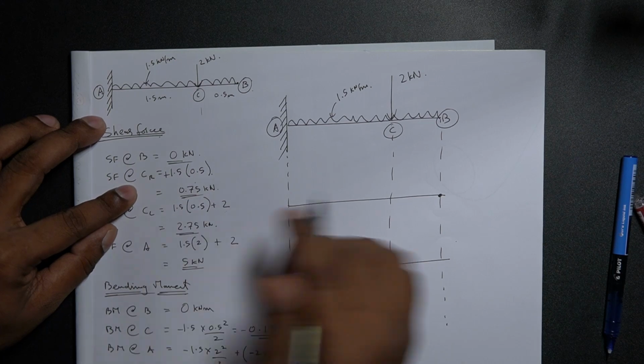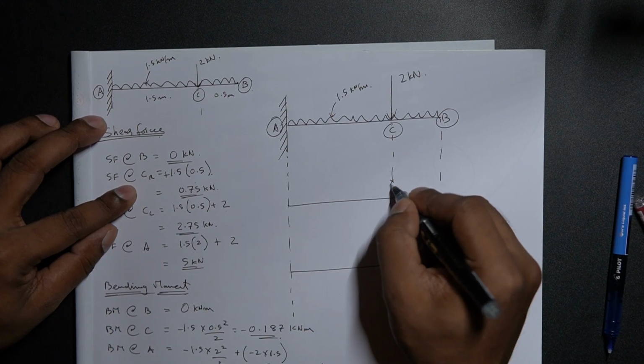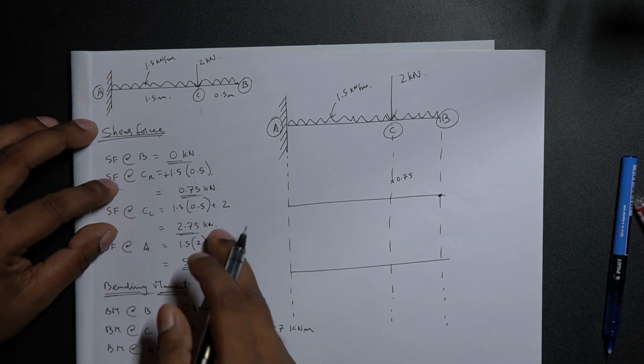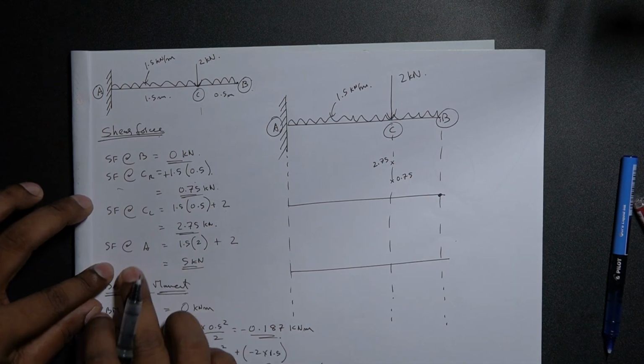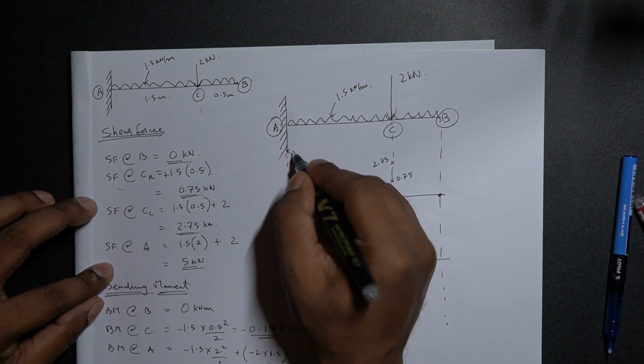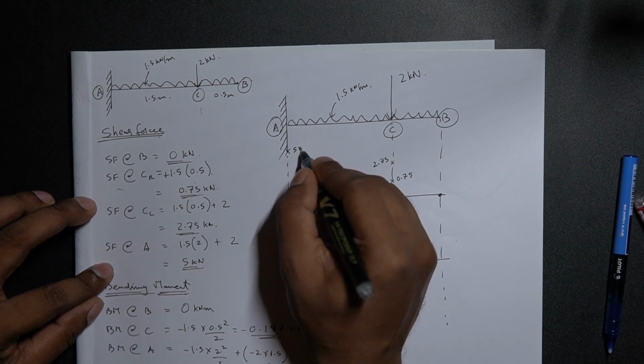Right of C, that is 0.75, let's just put that somewhere over here, 0.75. Left of C, it is 2.75, it's slightly more, so it's 2.75. And at A, it is 5, so let's just put this as 5 kilonewtons.